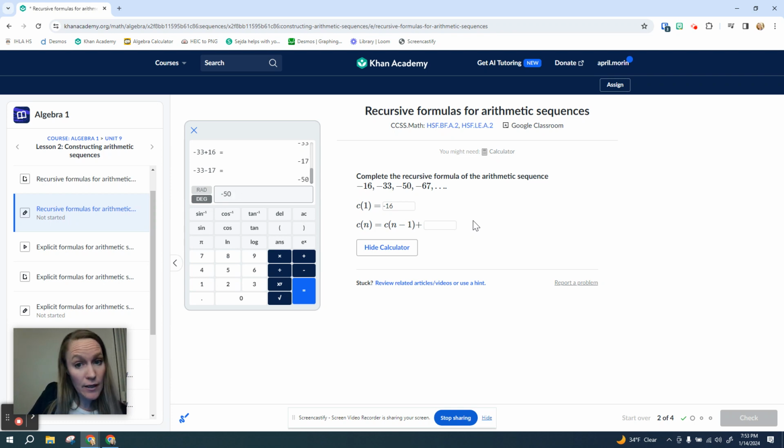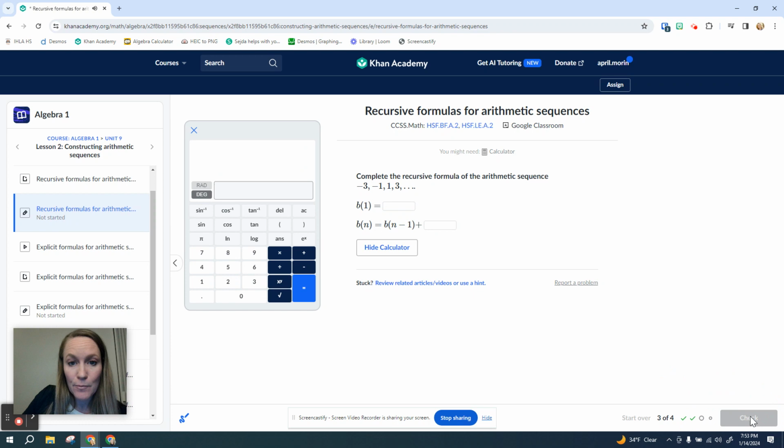Then I get negative 50. Does it work again if I do it again? Negative 17? Yes, it does. So it does have a plus here, but I am subtracting 17 each time, so I need to make sure I put negative 17. All right, we got it.